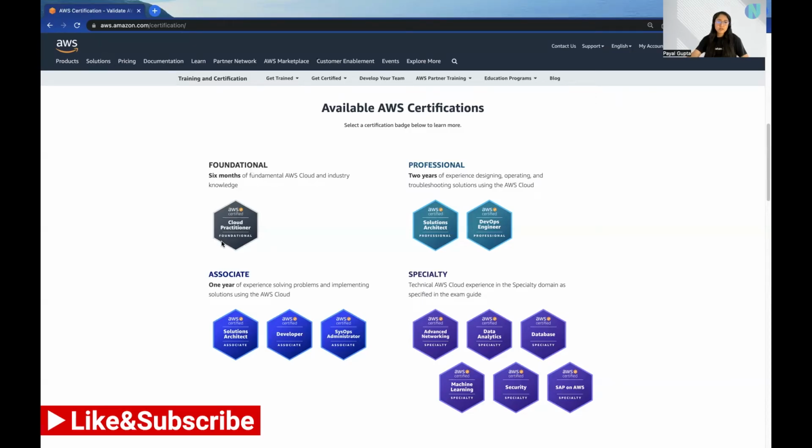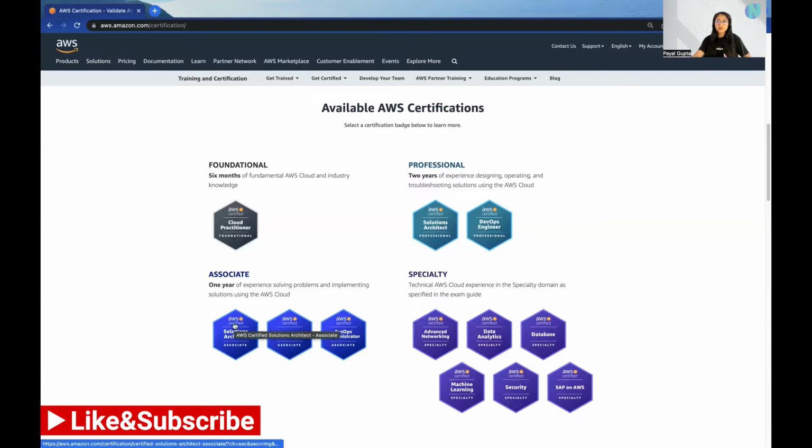Next is the associate level certificates. So in this category, we have 3 certificates, which is Solution Architect Associate, Developer Associate, and SysOps Admin Associate. So these are the associate level and you can say first level of certificates, which basically validates your knowledge and experience that you have around 1 year of hands-on experience on AWS and solving problems, implementing solutions using AWS platform. Now, as we can see, there are 3 certificates available in this category.